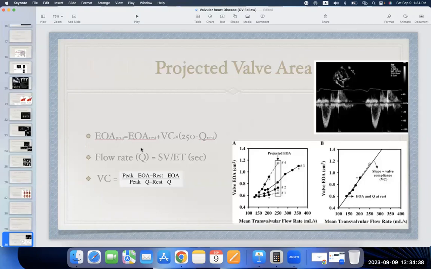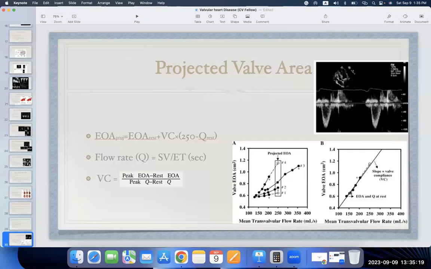This is how we calculate the projected valve area. If you remember, at the beginning I showed you how to calculate the slope. So here is why we need the slope. For example, let's say that we started from here. At rest, the patient's aortic valve area is 0.6, and the flow is around, let's say, 140. And then you start the dobutamine stress echo. You reach up to 0.8. So let's say that you reach up to 0.8, but the flow increases, though not significantly. You reach up to 180. So you have no flow reserve. So from this line, you can calculate the slope.